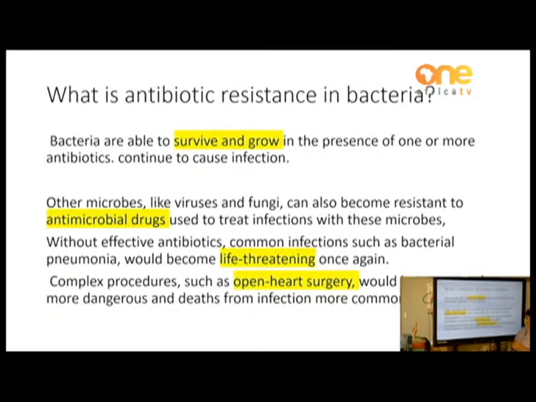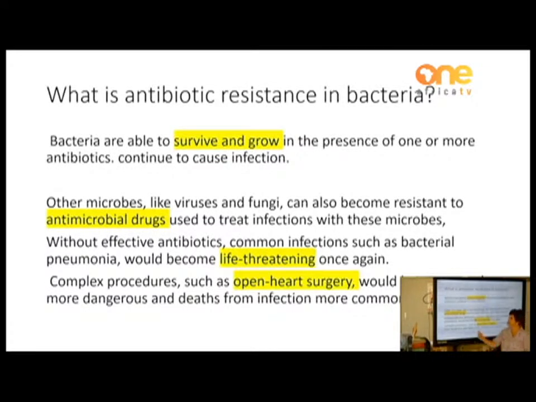Antibiotic resistance. We can explain it like this. Bacteria are able to survive and grow in the presence of one or more antibiotics, and they can continue to cause the infection. If that happens, it is telling us that the bacteria got resistant. If they continue to survive and grow in the presence of an antibiotic, then they are resistant.